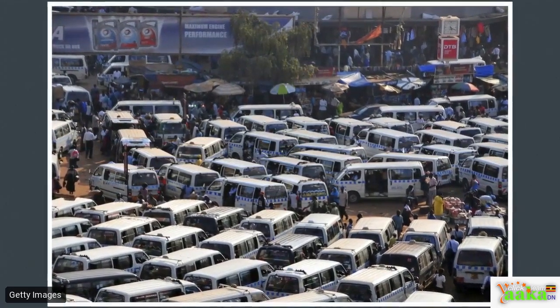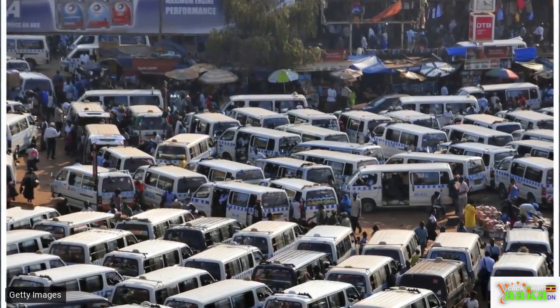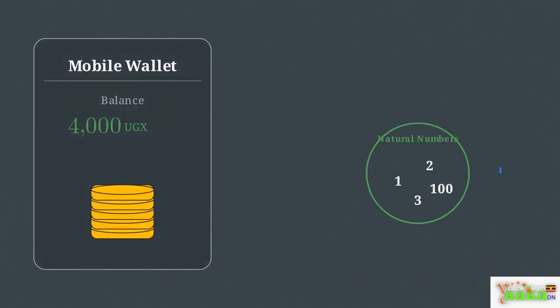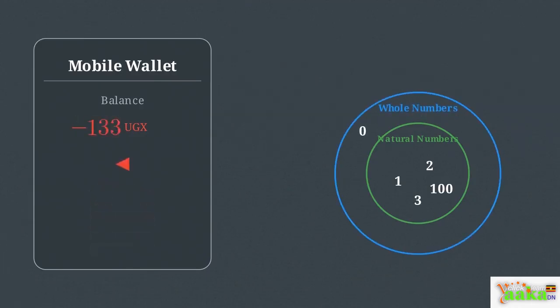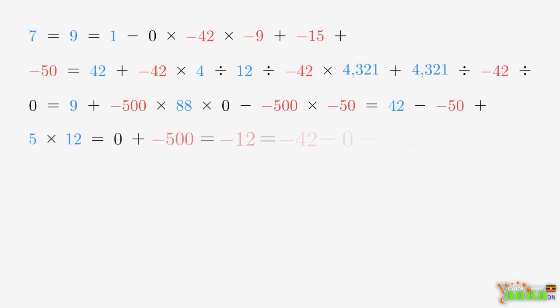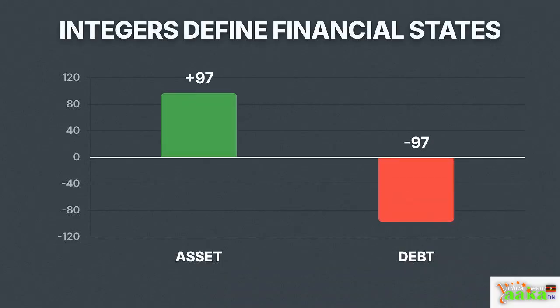When counting physical objects, like the matatus packed into a taxi park, we use natural numbers. You start at 1 and count up. If we include 0 to represent having nothing, we expand our vocabulary into whole numbers. But real life requires us to measure debts and deficits, which means we need the negative opposites of those numbers. When we combine the positives, the 0, and the negatives together, we get integers. Integers give us the complete mathematical alphabet required to accurately describe both holding an asset and owing a debt.